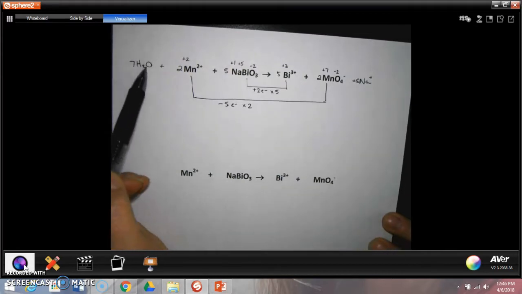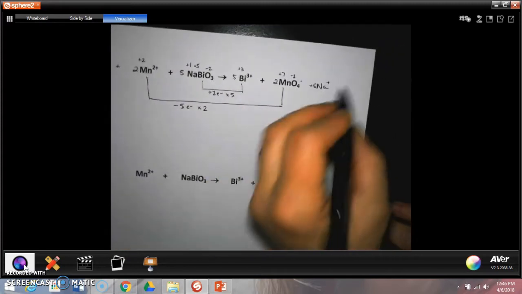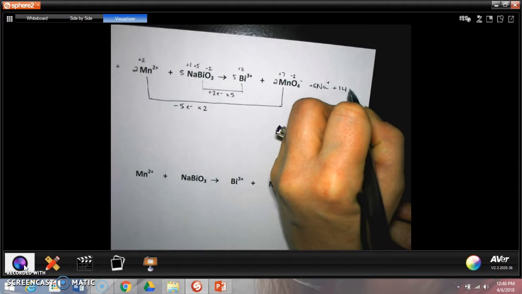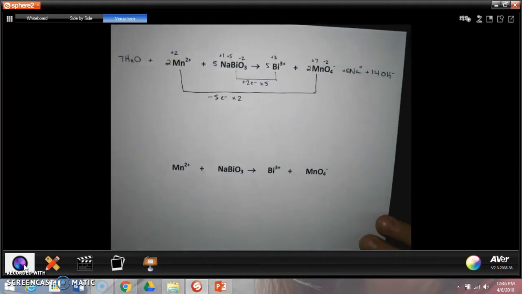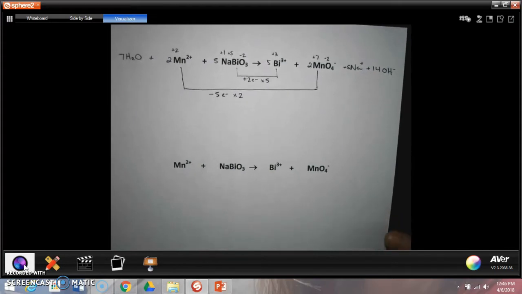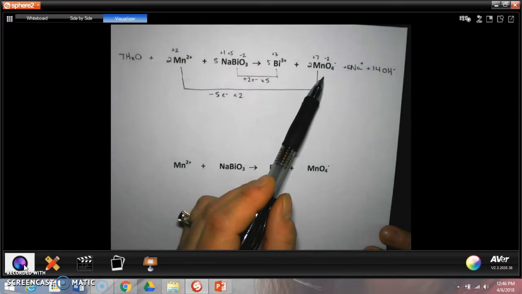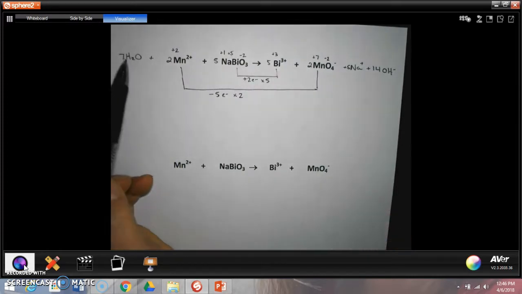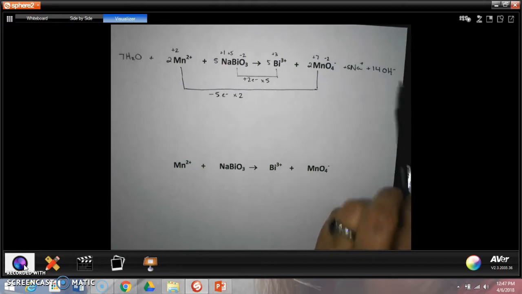Also notice I'm 14 hydrogens short on this side. So how can I get 14 of each? If I add 14 OH minuses, now they're balanced out. So I know that kind of blows your mind a little bit, but that's how it works out. So however many oxygens you're short, you're going to add that number of waters to the extra side. And then you're going to balance that out with the number of OH minuses that you need on the what used to be the short oxygen side.